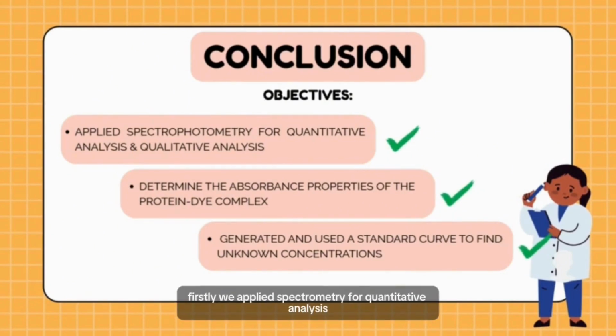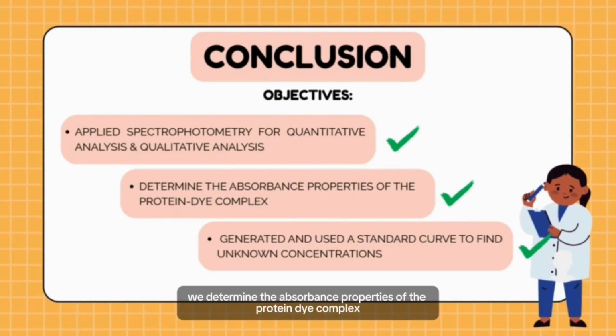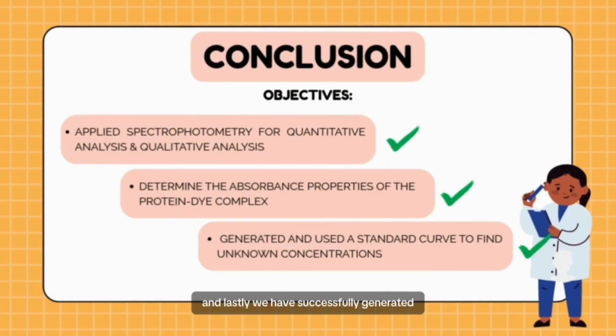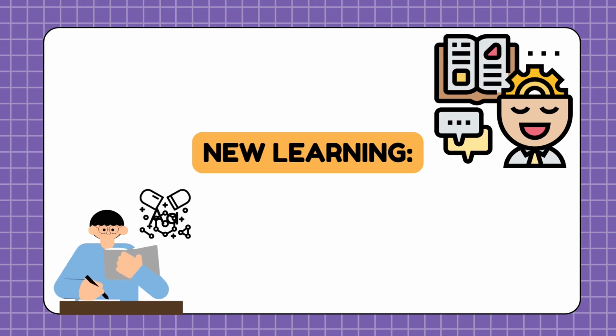Firstly, we applied spectrometry for quantitative and qualitative analysis. Next, we determined the absorbance properties of the protein-dye complex. And lastly, we had successfully generated and used a standard curve to find unknown concentrations. In conclusion, this experiment effectively demonstrated that the Bradford method combined with spectrometry is a valid and reliable method for quantifying protein, thus confirming its practical application in biochemical analysis.